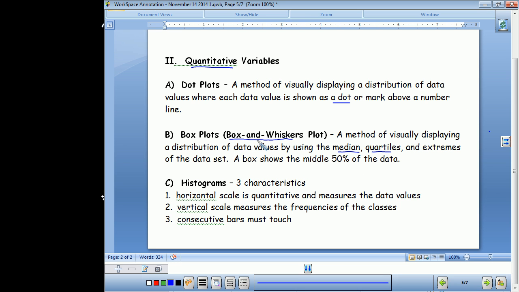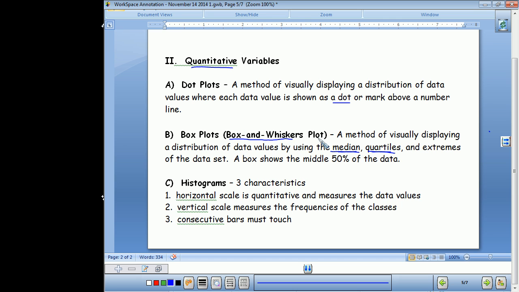Box and whisker. Box and whisker is a method of visually displaying a distribution of data using the median. Do you guys know what a median is? It's the middle. All right? And then quartiles, this is where we look at, the median divides it into bigger numbers and smaller numbers, doesn't it? So if we find the median of the smaller numbers, that's the lower quartile. And if we find the median of the bigger numbers, that's the upper quartile.